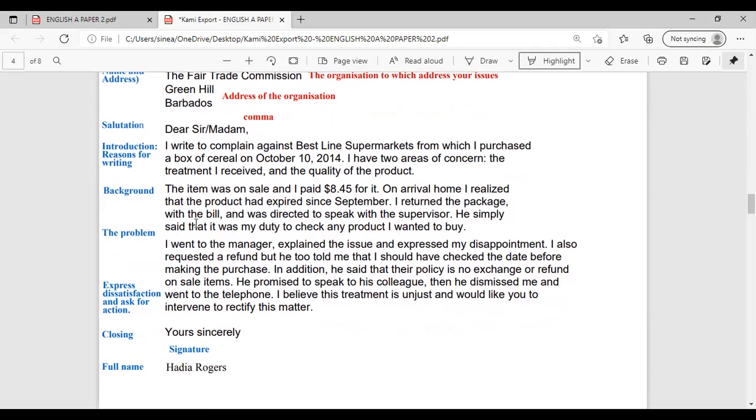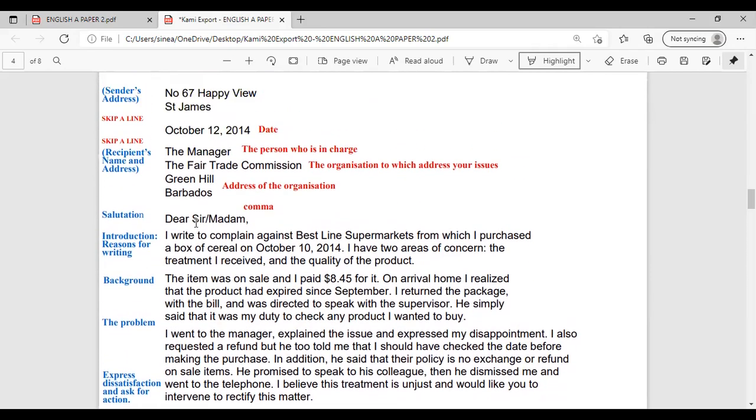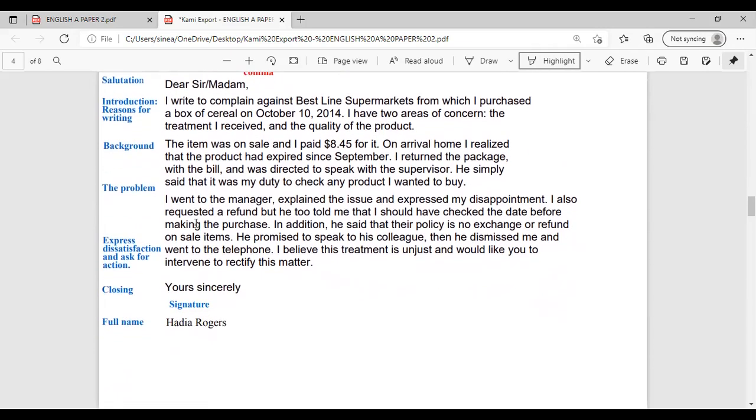Let's go on to our closing, so we know what a letter. And I think by now you should know that we begin our letter a type of way and we end our letter a type of way. So again, closing, we have yours sincerely.